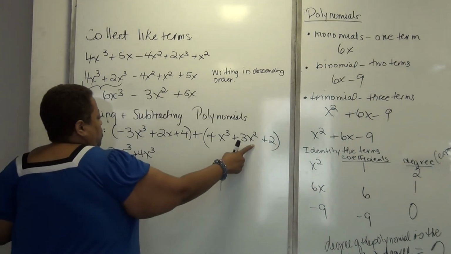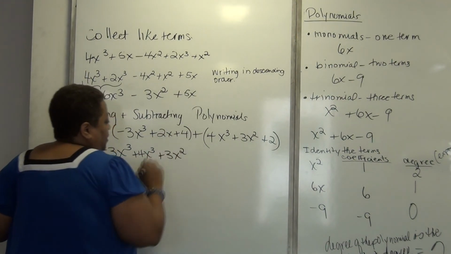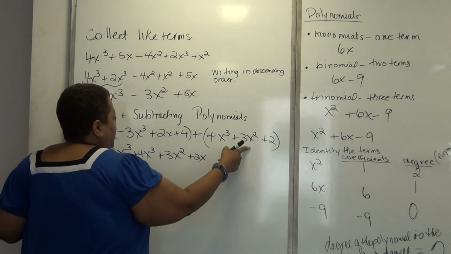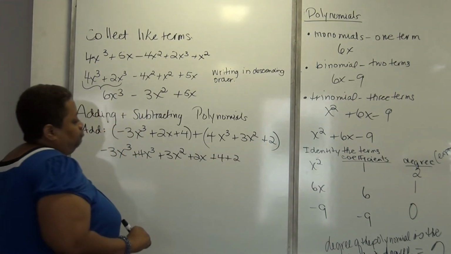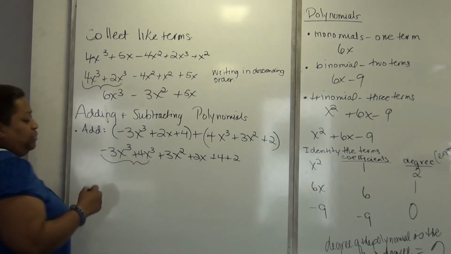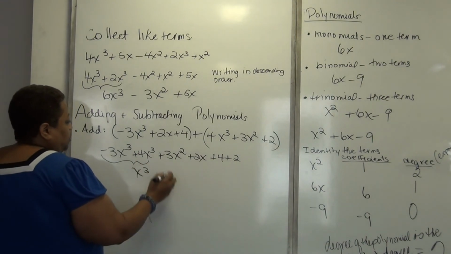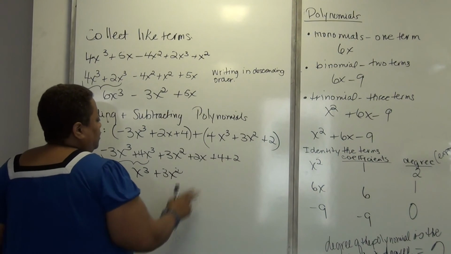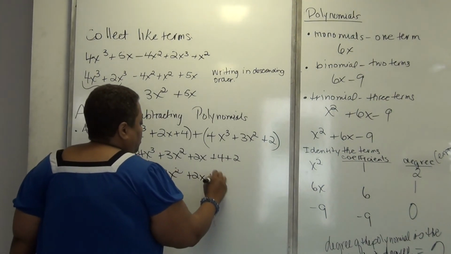Over here we have an x squared, and we don't have one here. So we're going to bring down our 3x squared. Over here we have an x, and none over here. But then we have 4 plus 2. Now, let's combine our like terms. Negative 4 and 3, we subtract. That's 1, so that's just x cubed. No x squared term, so that's 3x squared, we bring it down. No x term, we bring it down. 4 and 2, 6.